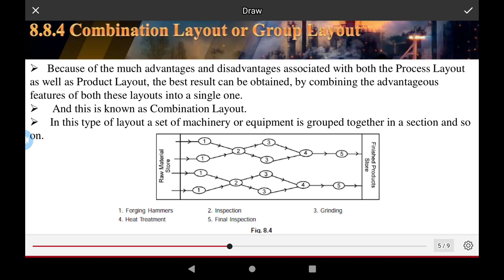Operation is defined as the work in which the raw material is converted into the finished product by using hammering, machining, and other types of operations.